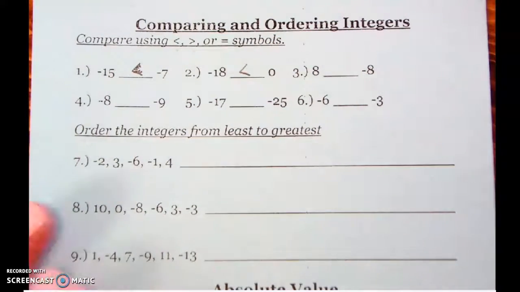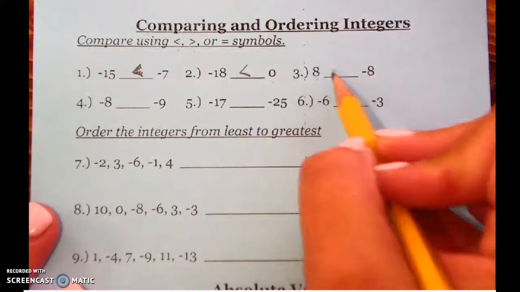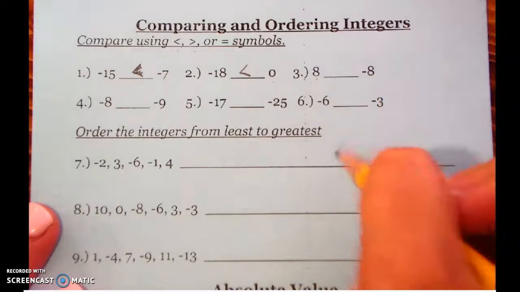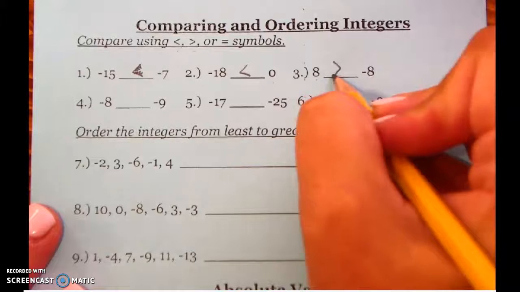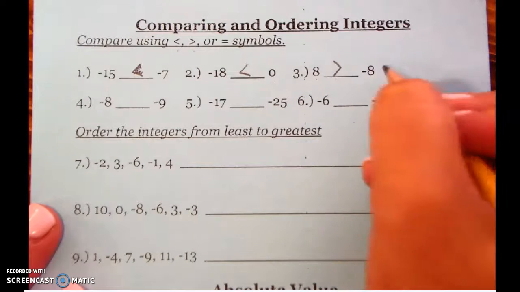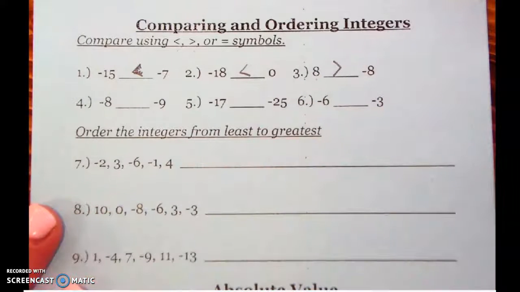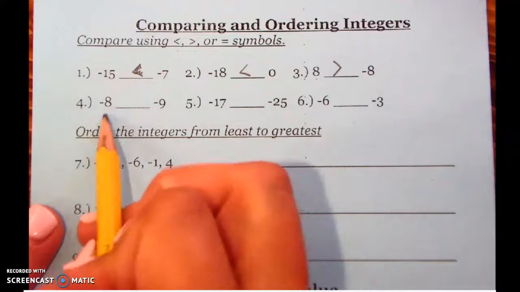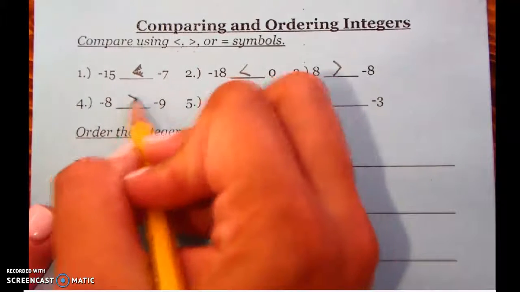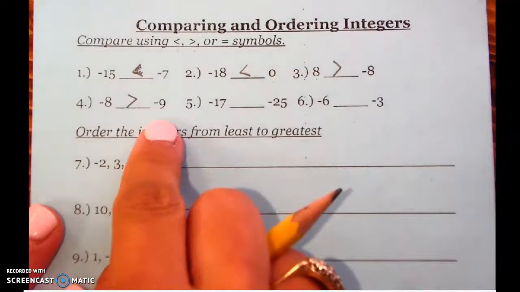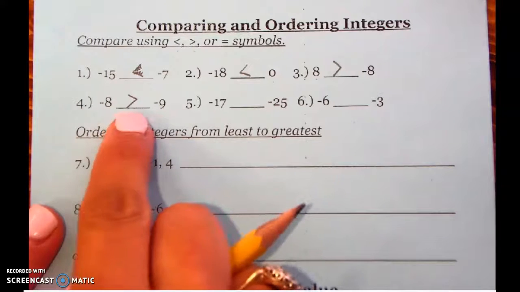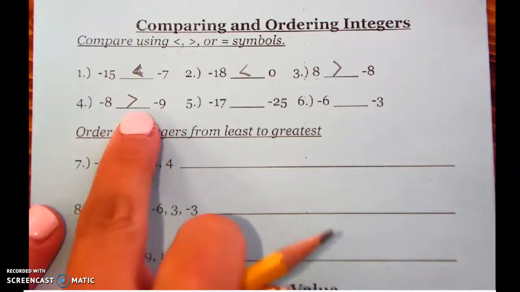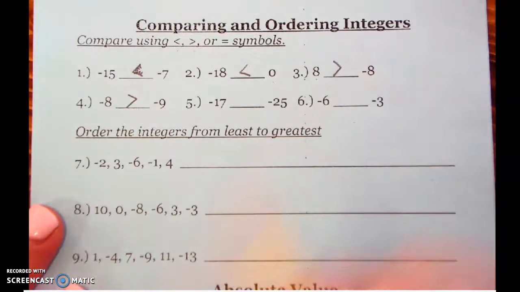Okay. Number 3, 8 is blank to -8. So what way would the alligator want to eat? It would definitely want to eat 8, so 8 is greater than -8. Number 4, -8 is greater than -9. If you look at a number line, which one would be further right? And again, your alligator mouth, which is the greater than, always wants to eat the bigger number.